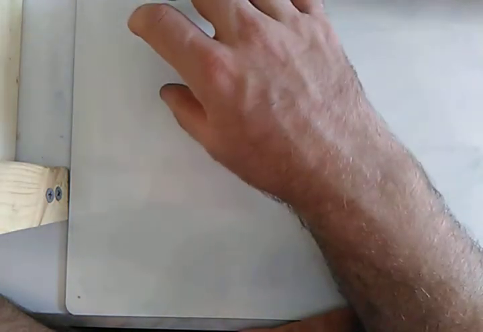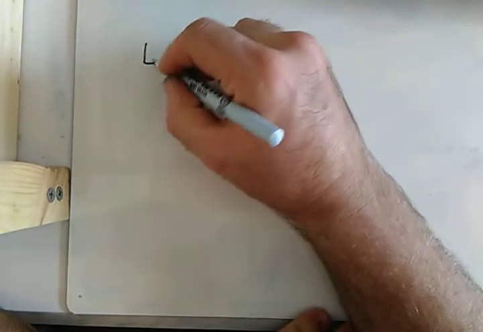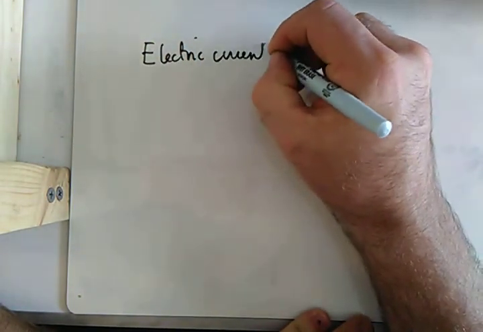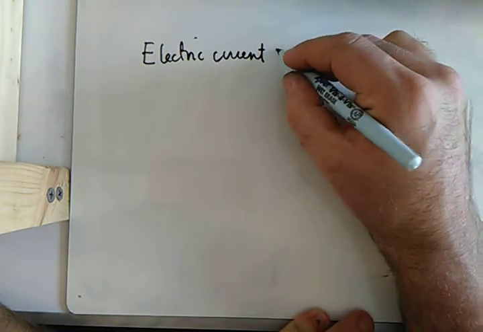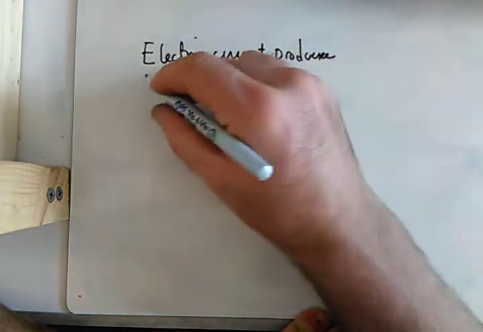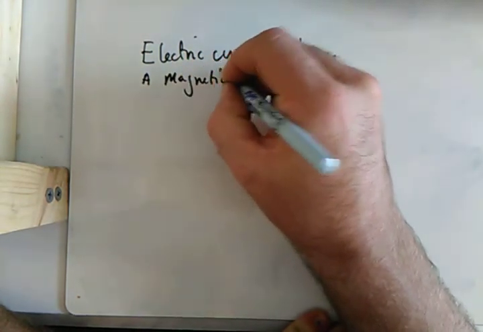Okay, we said that an electric current produces a magnetic field. Okay, so let's just write that down. Electric current produces a magnetic field.